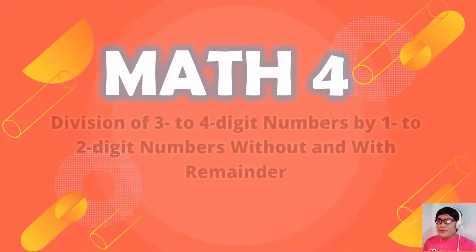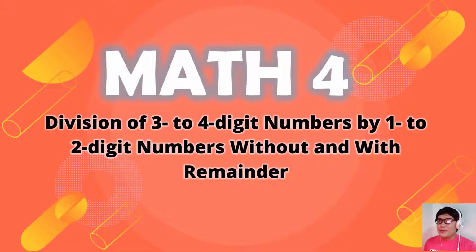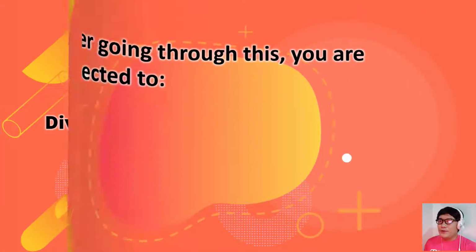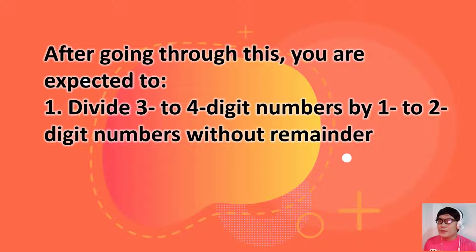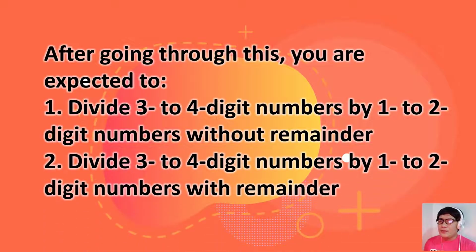And our lesson for today is division of 3 to 4 digit numbers by 1 to 2 digit numbers without and with remainder. After going through this, you are expected to divide 3 to 4 digit numbers by 1 to 2 digit numbers without remainder, and divide 3 to 4 digit numbers by 1 to 2 digit numbers with remainder.